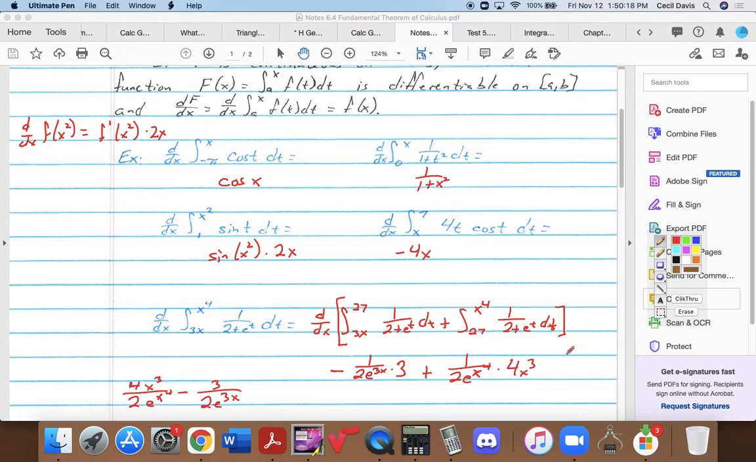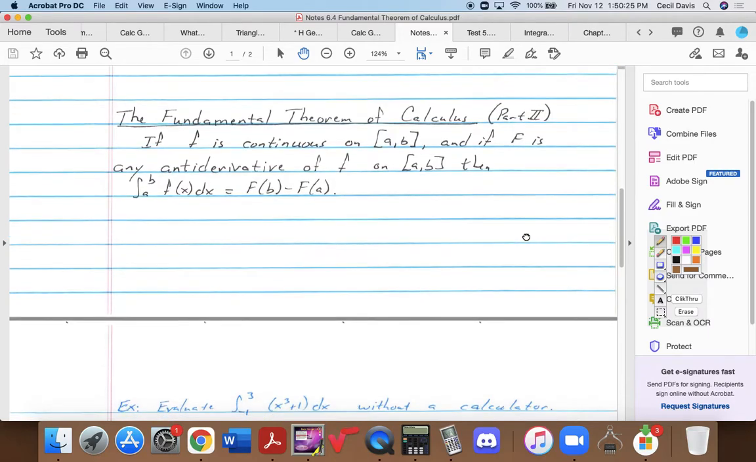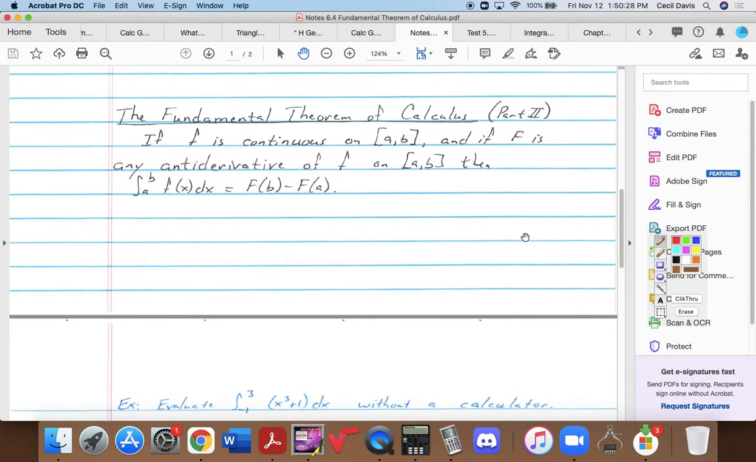Any questions about that? No. So that's one part of the fundamental theorem. What is the other part? Well, that would be this part. Part 2 says that if f is continuous on the closed interval from a to b, and capital F is any antiderivative of f on the same interval, then the integral from a to b of f of x dx is equal to capital F of b minus capital F of a.